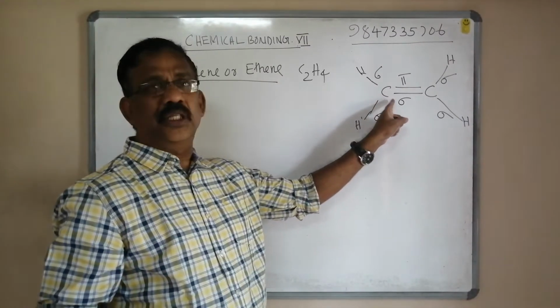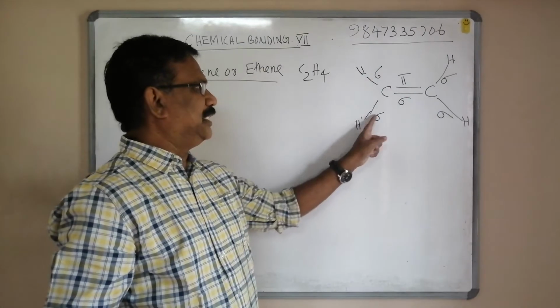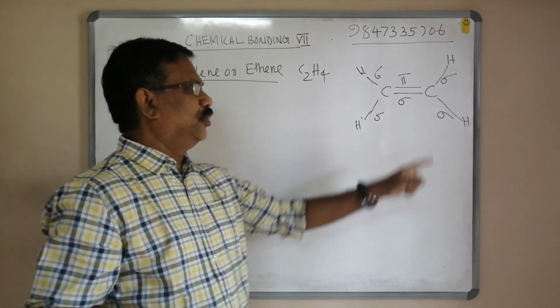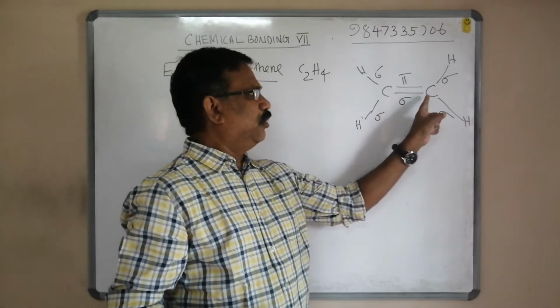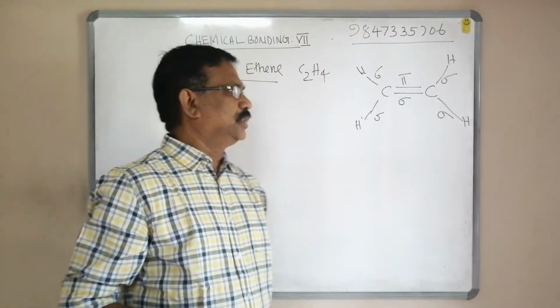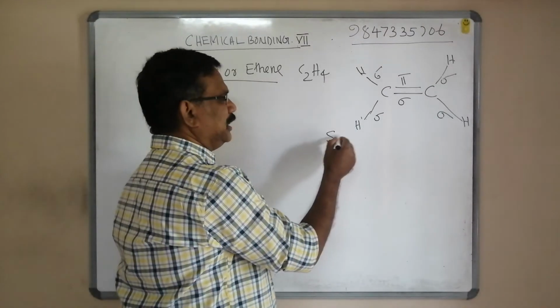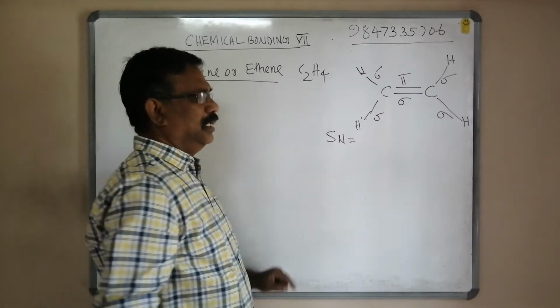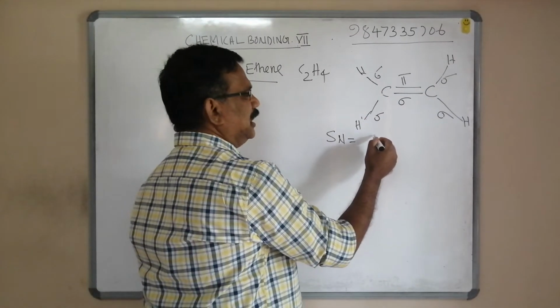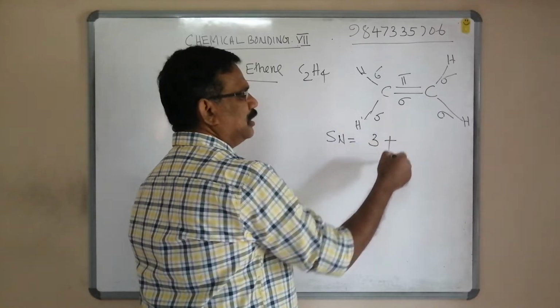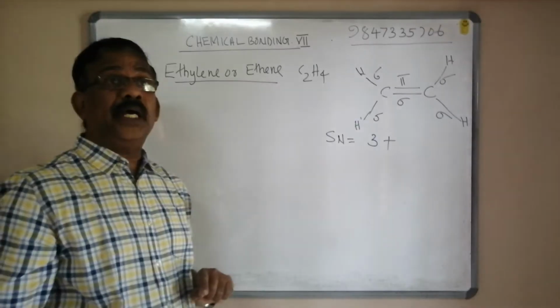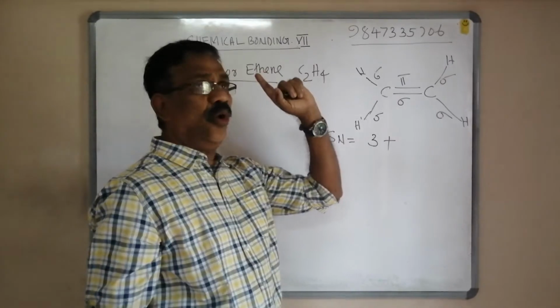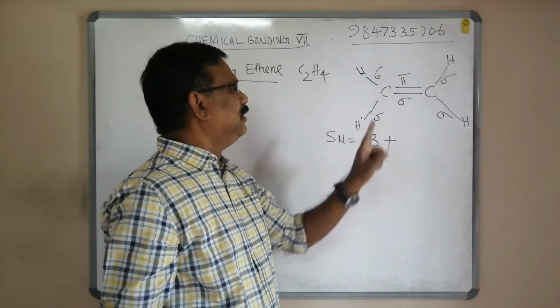So around this carbon, 3 sigma bonds. Second carbon, around this carbon, also 3 sigma bonds. So steric number, for multi-centered atoms like carbon, is equal to the number of sigma bonds, 3, plus lone pairs of electrons. There is no lone pair of electrons in carbon.